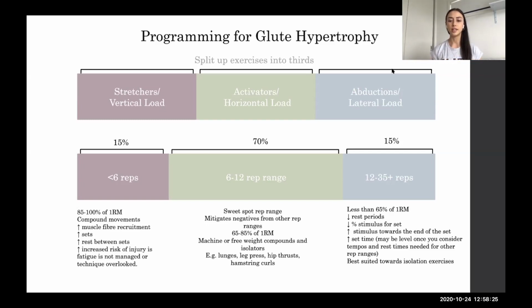I'll go into detail as to why we want to be sitting in the 6 to 12 rep range. Basically, when we look at the 6 and below rep range, you'll be working at very high loads, so 85 to 100% of your 1 rep max. These are usually your compound movements like your squats and your deadlifts. Per set, say if there's 3 or 4 reps, you get really, really high muscle fiber recruitment.